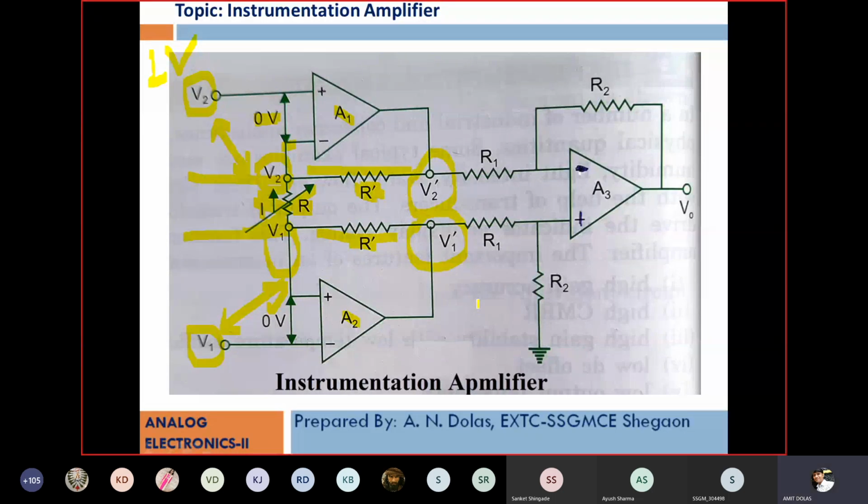Yes, think over it. We are interested in finding out V1 dash and V2 dash whenever V1 and V2 are the same. We have come up to R here. No current is going through R, and no current is going through R dash either. So can anybody tell me what V2 dash and V1 dash are?